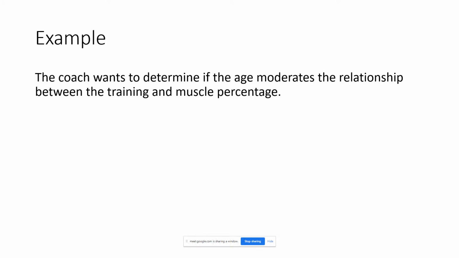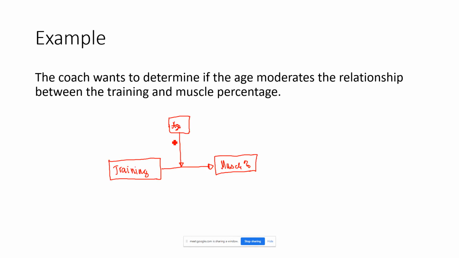So let's have this one. The coach wants to determine if the age moderates the relationship between the training and the muscle percentage. Okay, so in this case, we can draw the conceptual framework of this moderation. So this would be the conceptual paradigm. The training affects the muscle percentage or the composition of muscle. However, the age here moderates the relationship between the training and the muscles. So let's try to check.